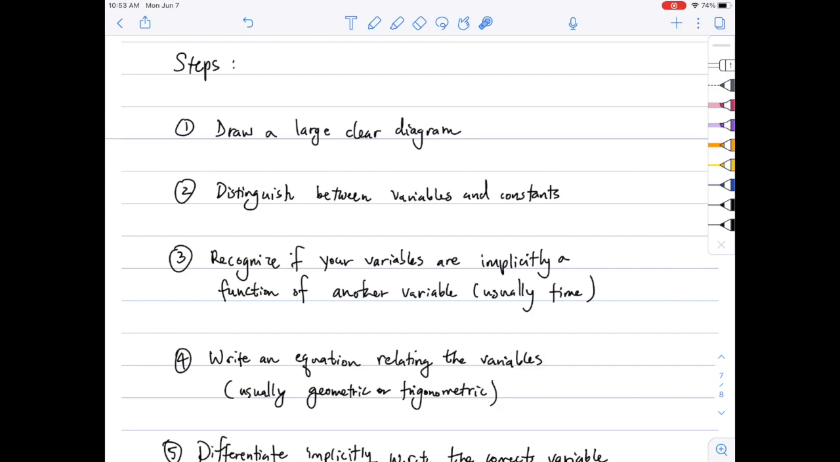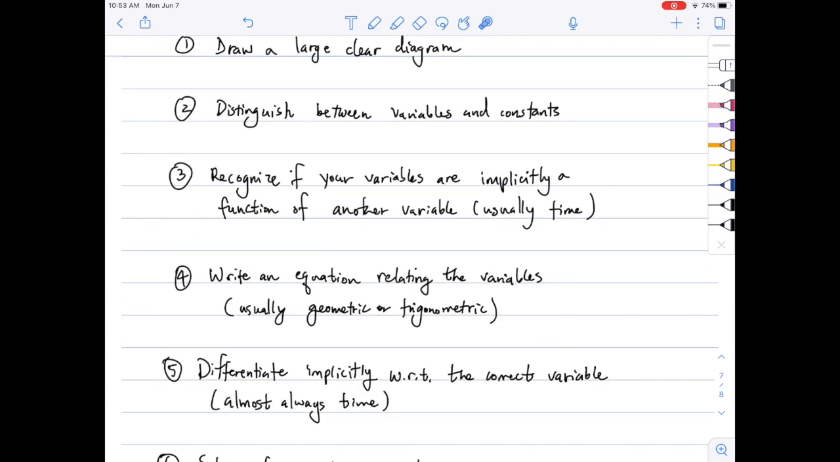Here they are. The first is just draw a large, clear diagram. That's very important. That'll help you set up the problem. As soon as you draw the diagram, in your mind distinguish between what the variables are and what the constants are. The variables are typically going to be functions of time, and the constants are never going to change. Sometimes the constants are quantities, sometimes they're rates. It just depends, but distinguish between them.